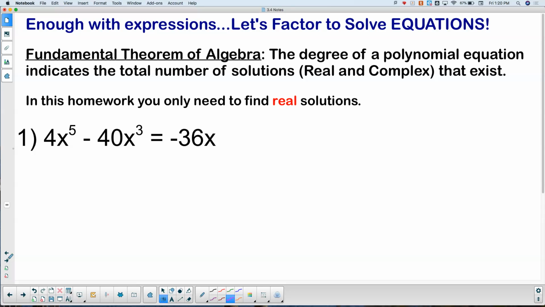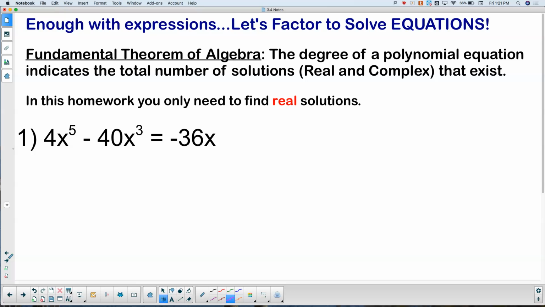Fundamental theorem of algebra says that the degree of a polynomial also tells you how many total solutions exist for that equation. Okay? So the degree, the biggest exponent, tells you the number of solutions that you should get. Today, we're only going to worry about real solutions. We're not going to get into imaginary solutions until later on next week. So, no imaginaries, no i's today.